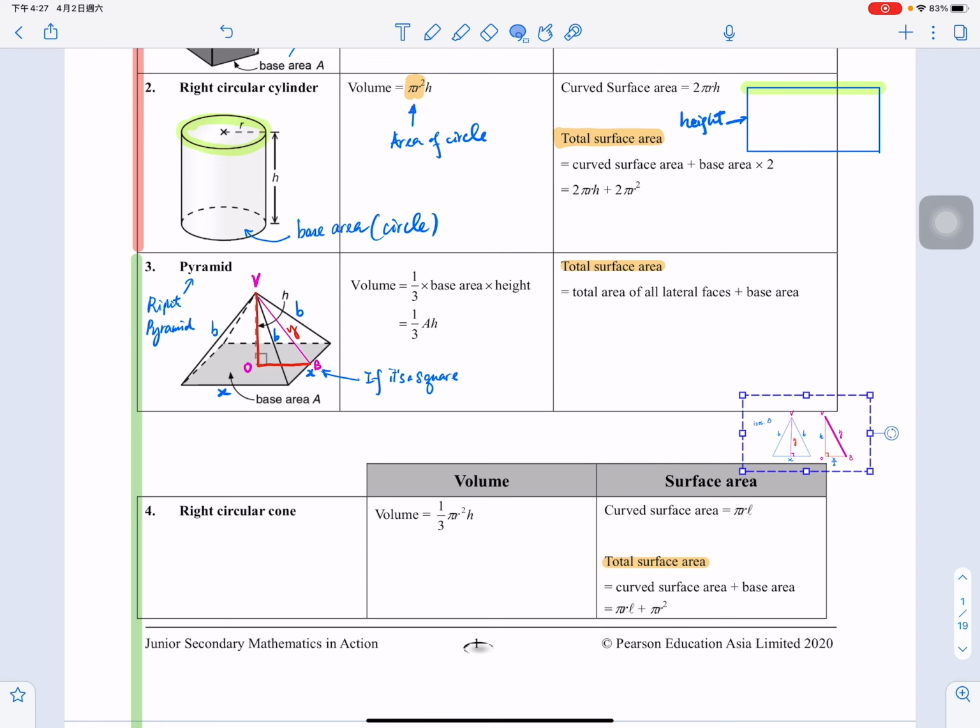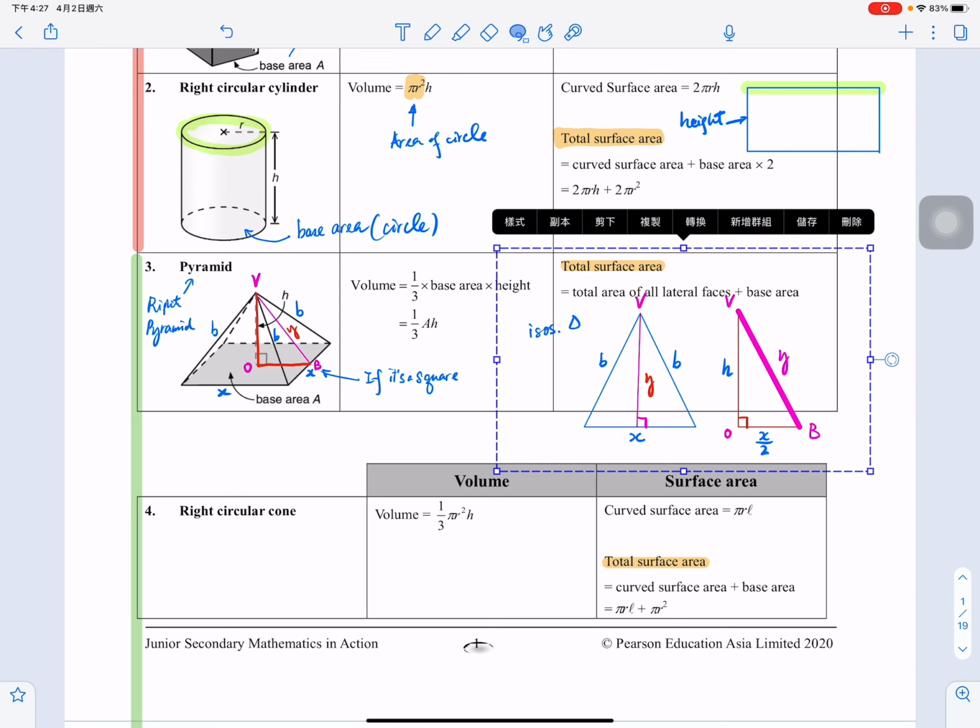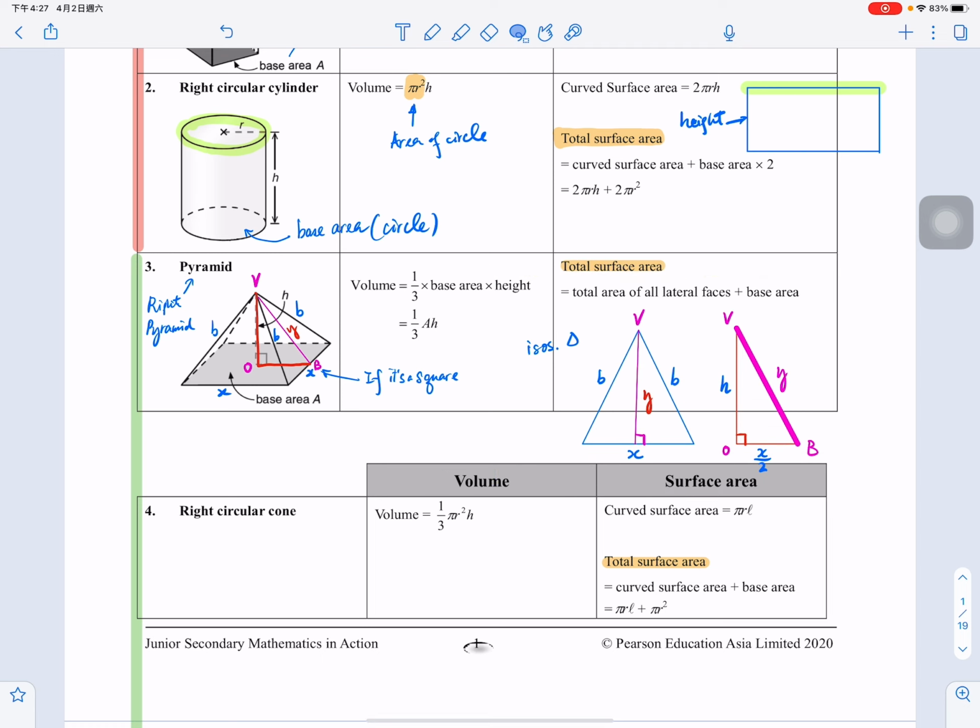Then you need to know how to find the height of this isosceles triangle. How to find this one? That means here, y. Then we need to use this triangle. It comes from VOB. Can you see that? VOB, so it's a right-angled triangle.